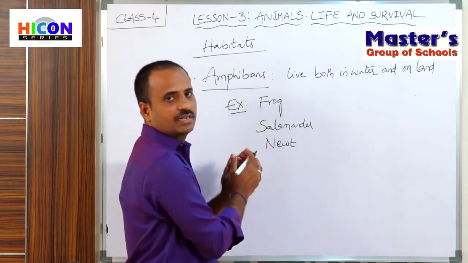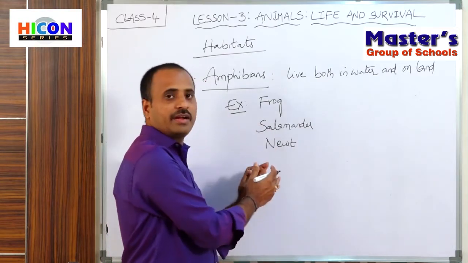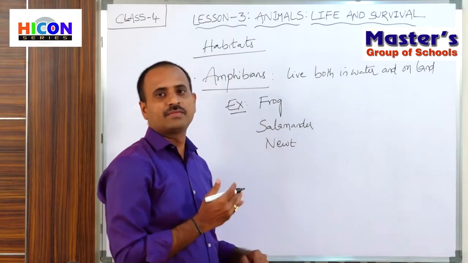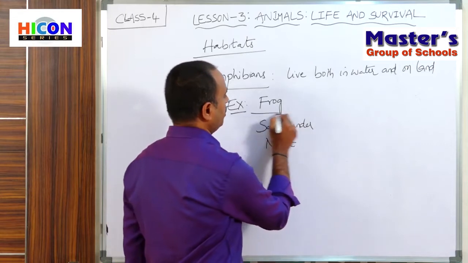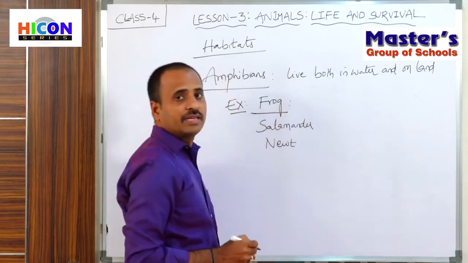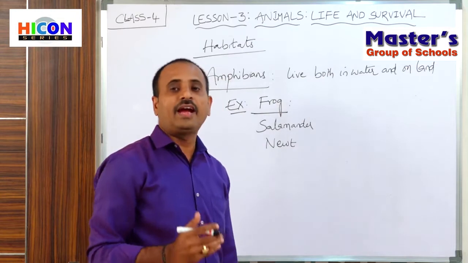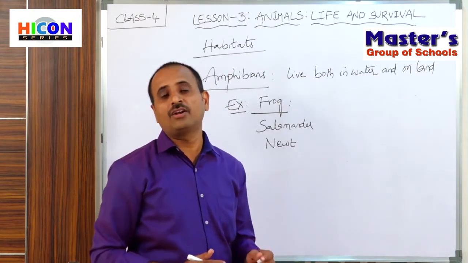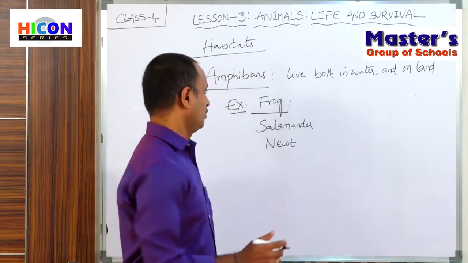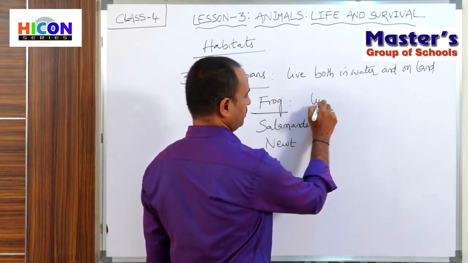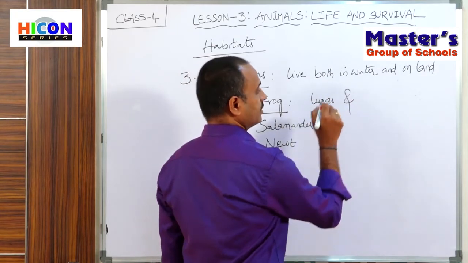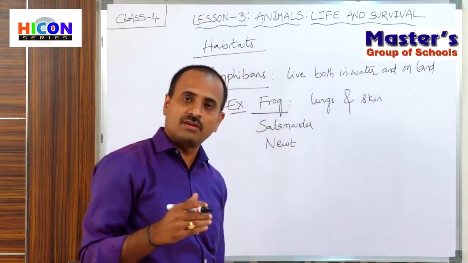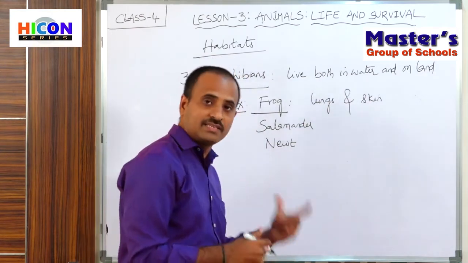So these animals, that is a frog, salamander and a newt, can live both in water and on the land. If we take a frog, for example, it can live in water and it can live on the land also. So then how can it breathe air? The frogs have both lungs and skin.